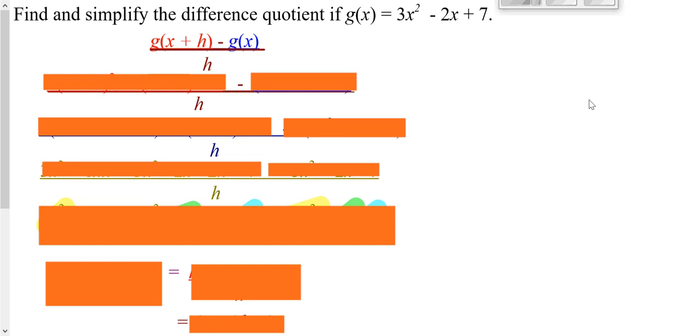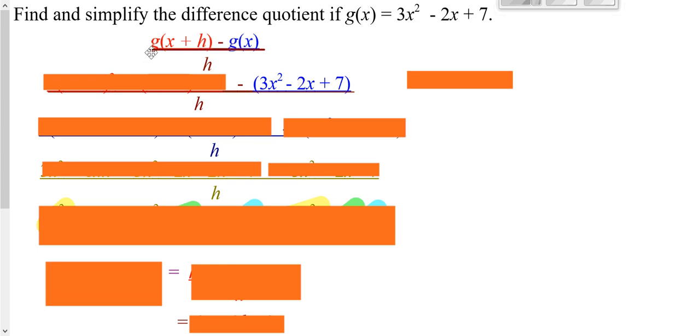Then we'll do one more difference quotient problem, and this particular function is 3 times your input squared minus 2 times your input plus 7. So difference quotient is always whatever function name you have, g of x plus h, minus the original function, over h. So I brought down the minus sign, I brought down the over h. This is my original function here in blue, so I'm going to put down my original function in blue.